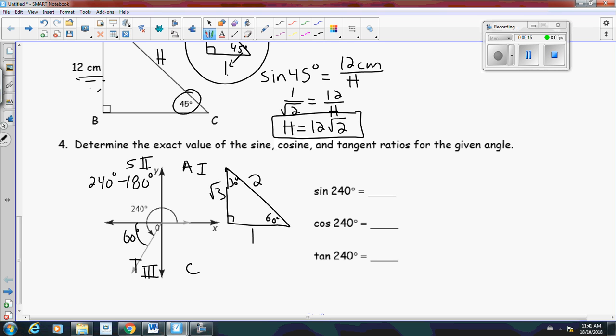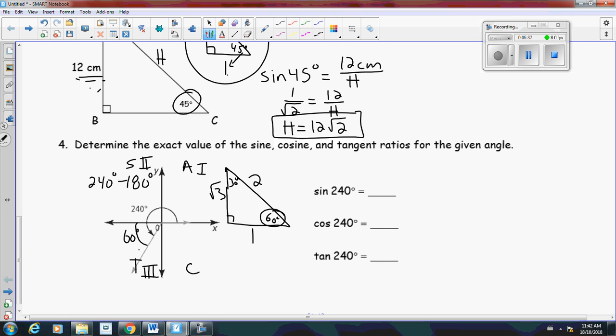We are going to introduce 2 new ways of remembering these values here, but if you like the special triangles, you can continue to use them. So the sine of 240, so 240 has a reference angle of 60, so I'm really going to first answer the sine of 60, and then I'm going to use the fact that it's in quadrant 3 to come up with whether it's positive or negative.